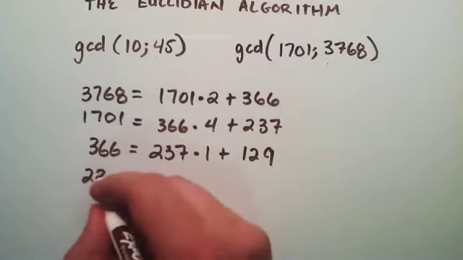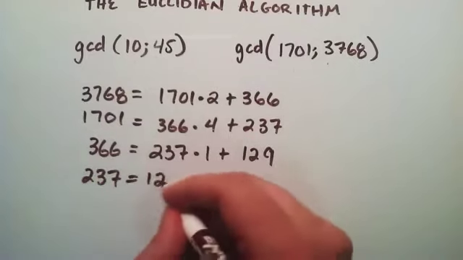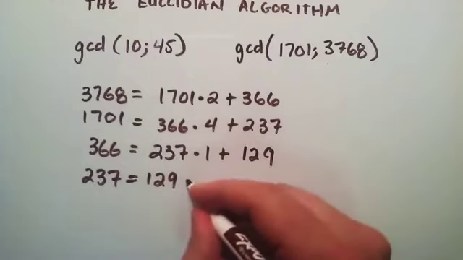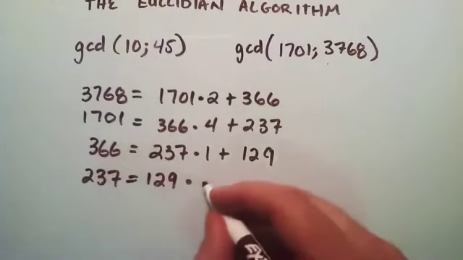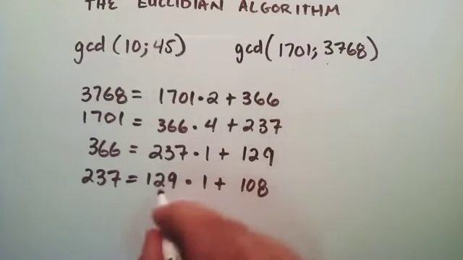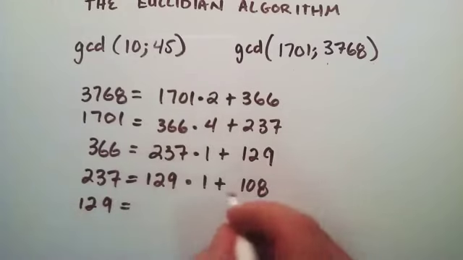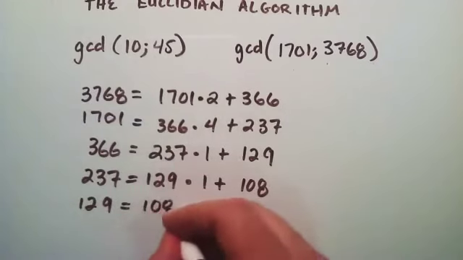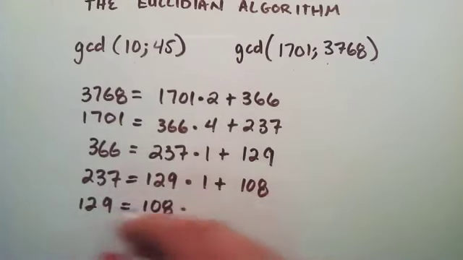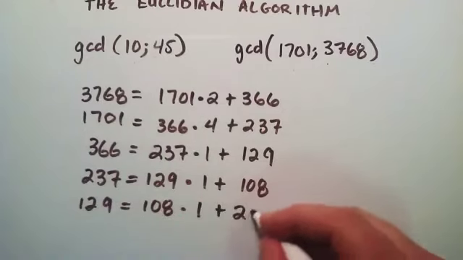237, moving that to the left hand side now. 129 goes where the 237 was, and 129 goes into 237 one time with a remainder of 108. Moving the 129 to the left hand side now, and the 108 to where the 129 was. 108 goes into 129 one time with a remainder of 21.